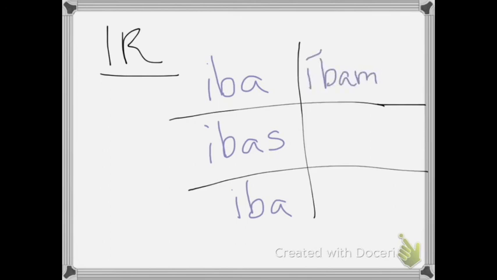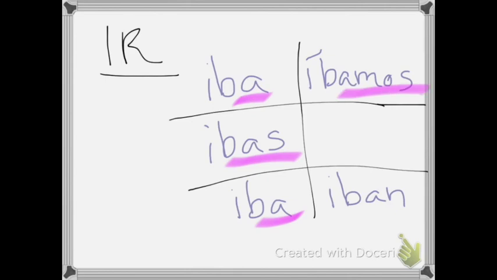Nosotros íbamos a Michigan cada verano para visitar a mis abuelos. Íbamos. And then ellos iban. Todos los fines de semana iban a esquiar. They would go skiing. Iban a esquiar. So ir is irregular, but you can see that it's very, very similar to the AR endings, even to the point where we have the tilde on the I for nosotros, íbamos. As always, check out the practice if you need some extra help. Hasta pronto.